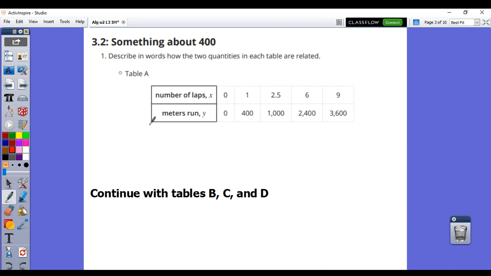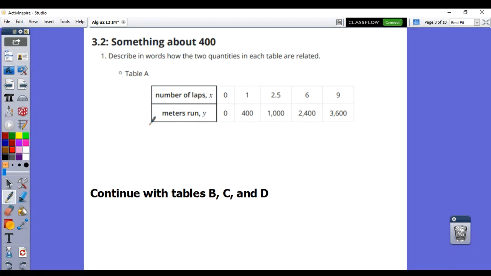So now in the 3.2 activity, you're to describe in words how the quantities are related, and then also we'll think about eventually writing the equation for it. So again, pause, think about it, and see if you can come up with the answer. Great, you're back. So as X goes up by 1, the Y goes up by 400.